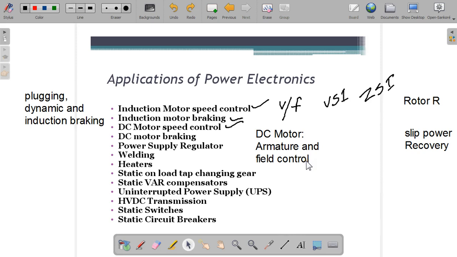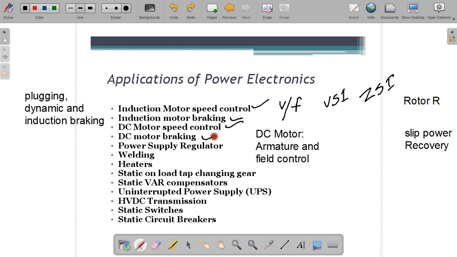Multi-quadrant operation, including forward motoring and generation and reverse motoring and generation, can be obtained with the help of different schemes of converters. Speed can be varied by varying the firing angle of the converter. Closed loop control drive can also be used for more precise and detailed control.